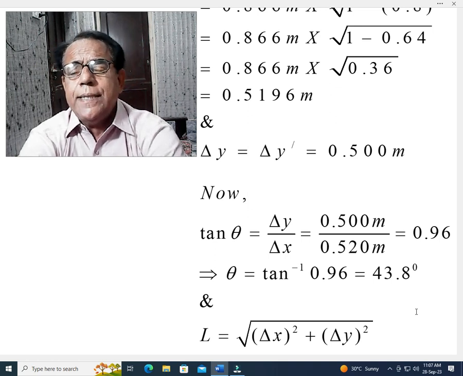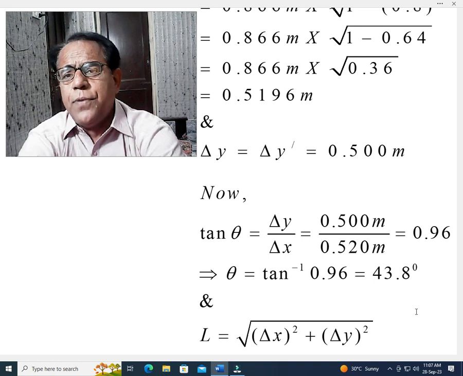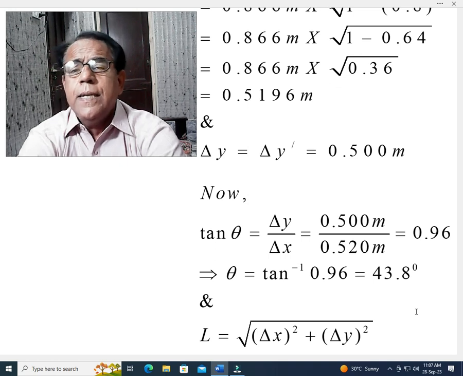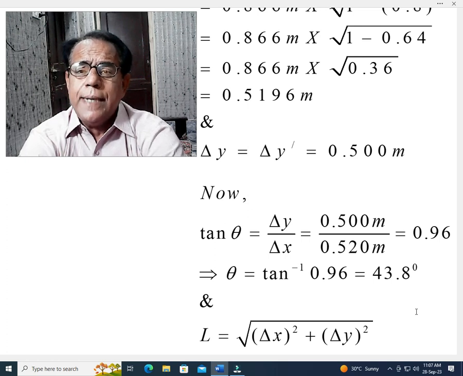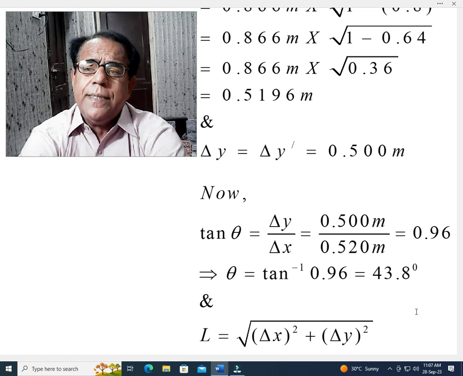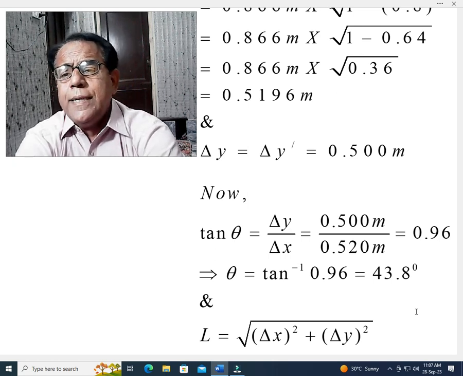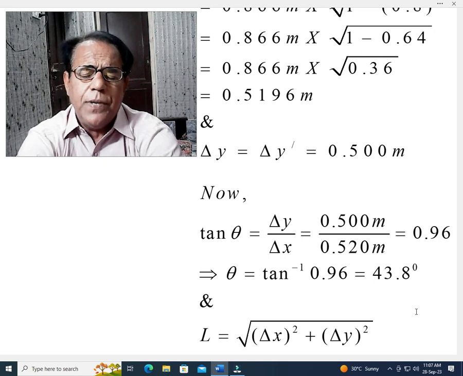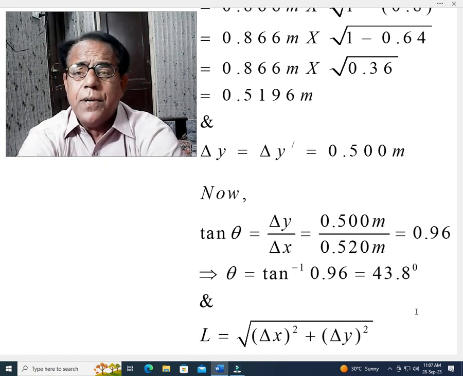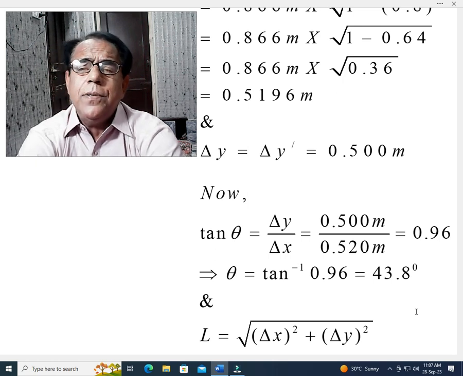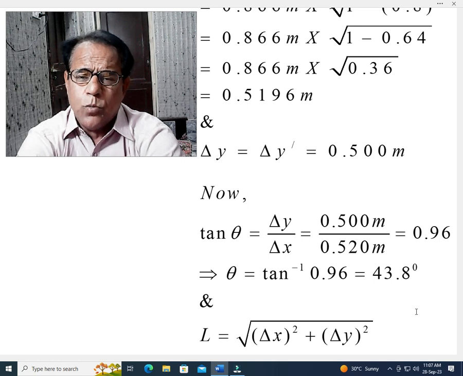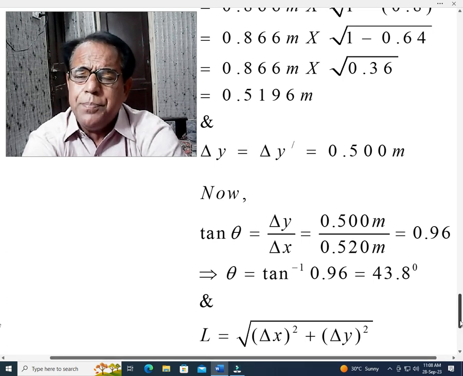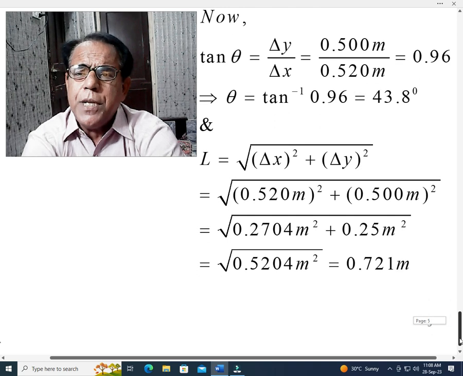Now tangent theta is equal to delta y over delta x, which is 0.500 meter over 0.520 meter, equal to 0.96. When tangent theta is equal to 0.96, then theta will be equal to tangent inverse 0.96, and it becomes equal to 43.8 degrees. There may be several ways to find out value of tangent inverse 0.96. However, I have taken this value from an online calculator, from Google. Anyhow, you can take this value from some other means also. You can also take help from the internet.